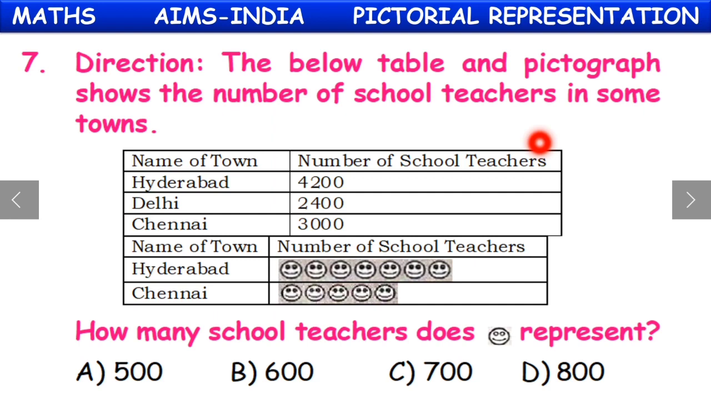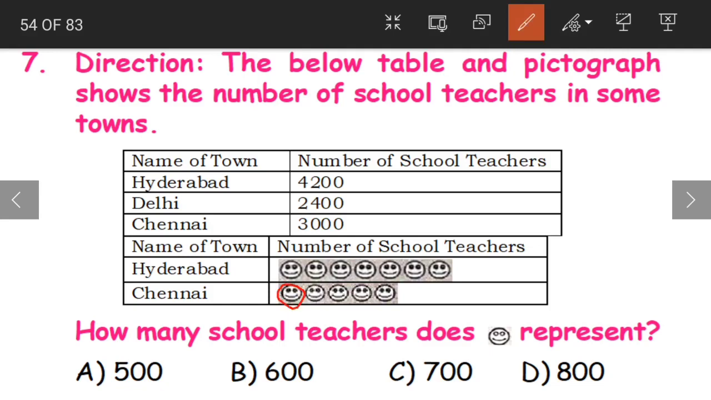Now coming to question 7. The below table and pictograph shows the number of school teachers in some towns. Now how many teachers does a smiley represent? Here we are having a smiley. Yes or no? So for Chennai, how many smileys do we have? 1, 2, 3, 4, 5. For Chennai, we are having 5 smileys. If you look at the number represented by Chennai, it is 3000. So what should we find out, children? 5 smileys is equal to 3000.